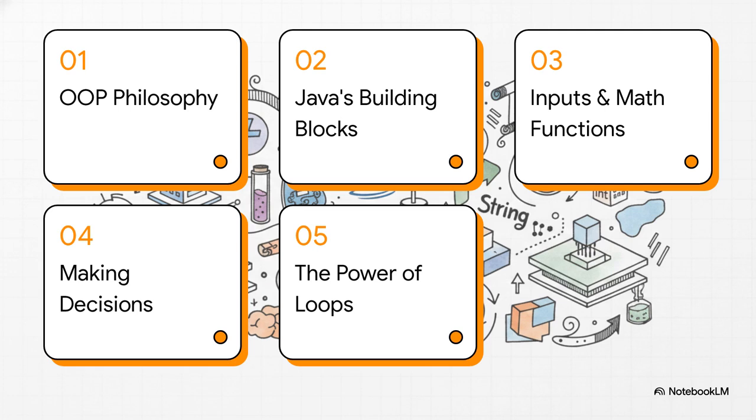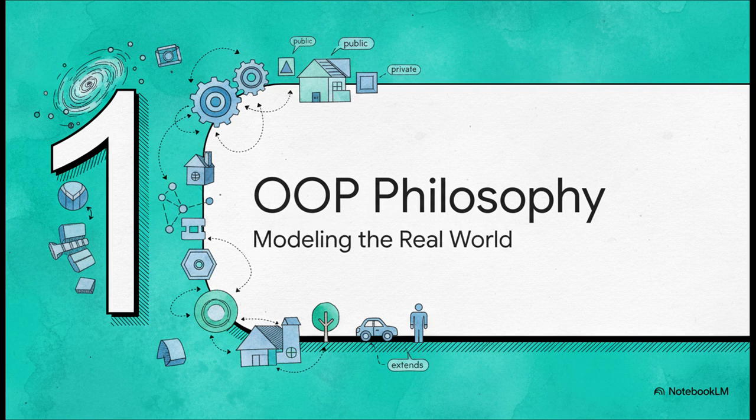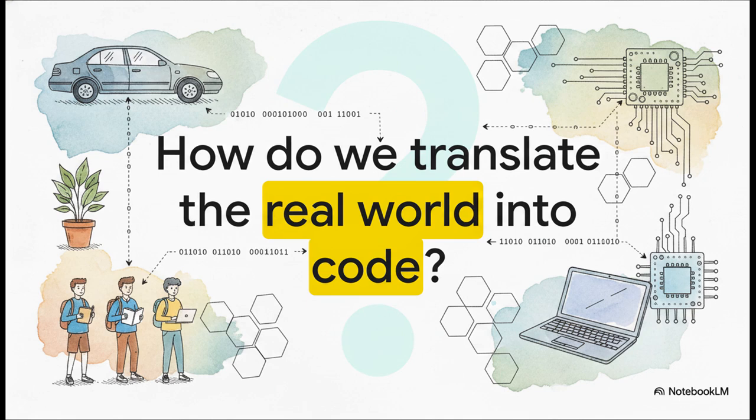We're going to map out the object-oriented philosophy, break down Java's basic building blocks, look at handling inputs and math, figure out how code makes decisions, and wrap up with the power of loops. So let's kick things off with that first piece, the object-oriented philosophy. It's honestly a fascinating challenge, right? How exactly do we take physical stuff, like cars, plants, or even people, and turn them into digital data?